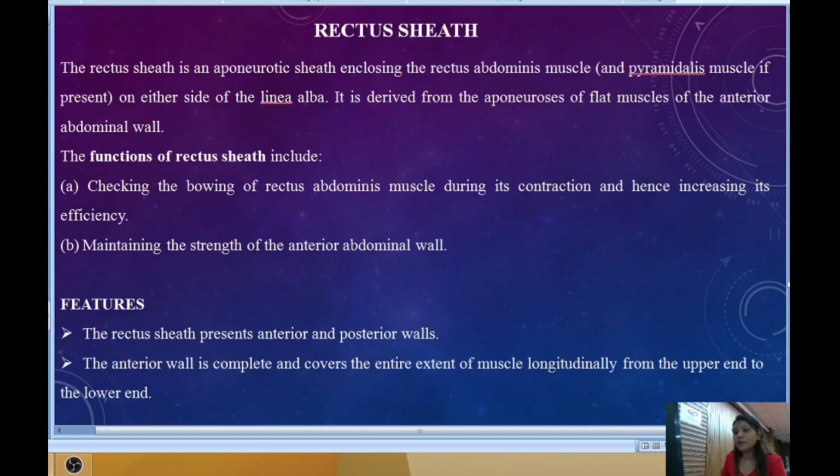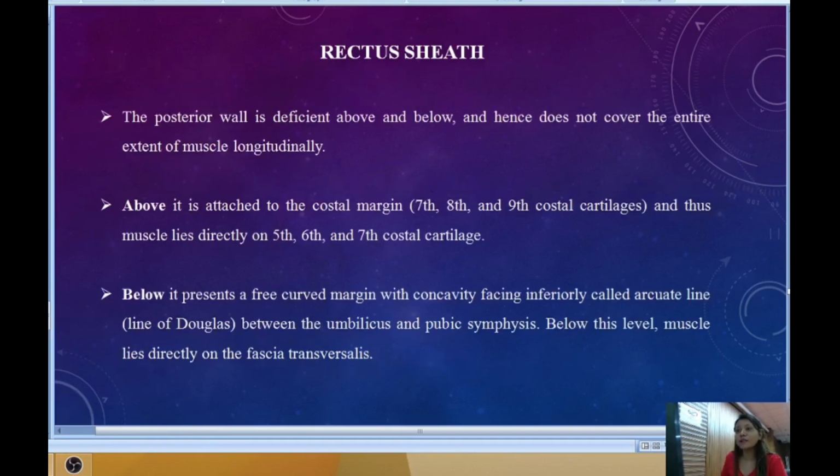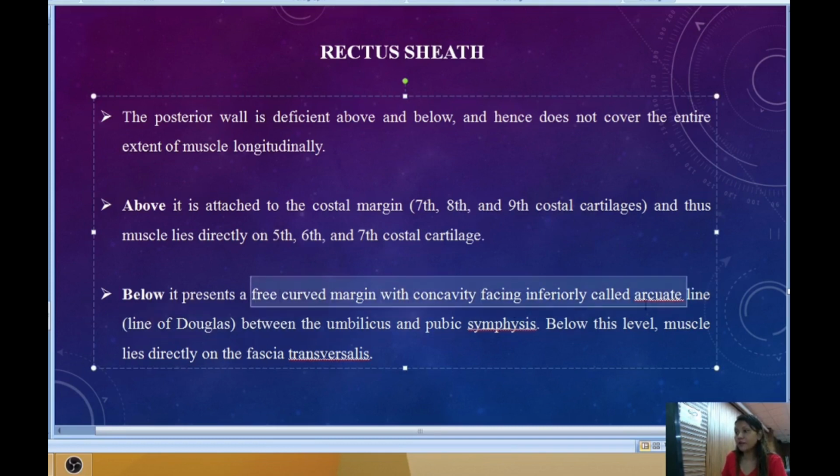Okay, so in rectus sheath, can you hear me? Rectus sheath, the anterior wall is complete and the posterior wall is deficient. Okay, very important. Anterior wall is complete and the posterior wall is deficient. Above, it is attached to the costal margin, 7th, 8th and 9th costal cartilage, and lies directly on 5th, 6th and 7th costal cartilage. Okay, and below it is present as a free curved margin with concavity facing inferiorly, known as arcuate line or line of Douglas, between the umbilicus and pubic symphysis. Below this level, muscle lies directly on fascia transversalis.